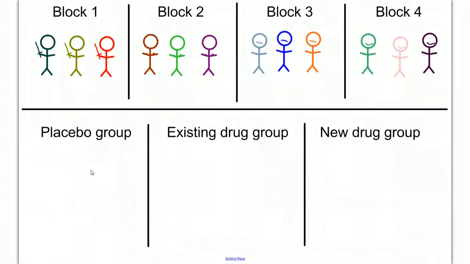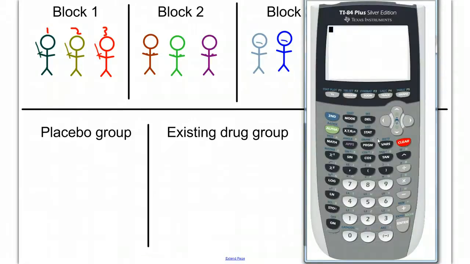Next step is we need to get those people in each block into the different treatment groups. Now that we do randomly. We can't just say, oh, first person in the first group, first person in the first group. We want to make sure we're still randomly assigning people. But we're going to do one block at a time. So we have 3 people in the block. We need to go to our randInt to randomly choose one of those 3 people to go into our placebo group. Go to MATH PRB, number 5, randInt. And we're only generating numbers from 1 to 3 now.